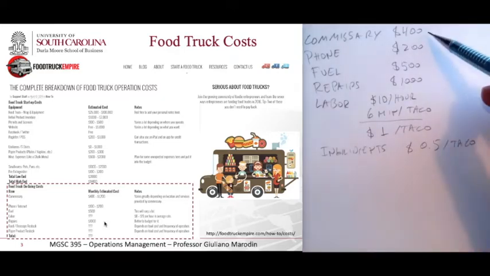So commissions, are they fixed or variable? Remember the definition. Does that change regarding quantities? If I increase quantities, are we going to pay more for this? Yes or no? No, right? So phone, fixed or variable? Not going to change if I sell more tacos.